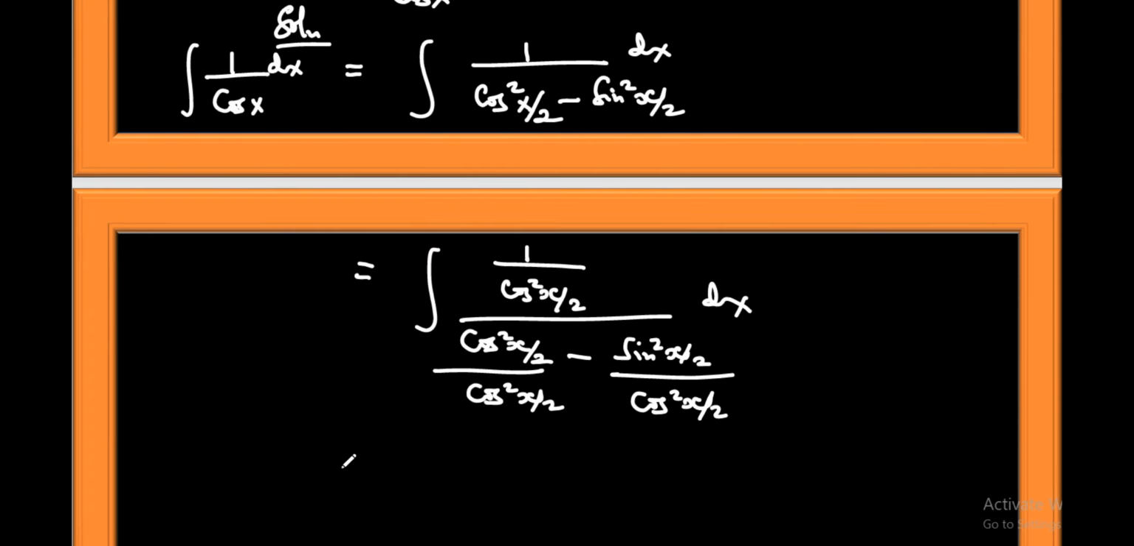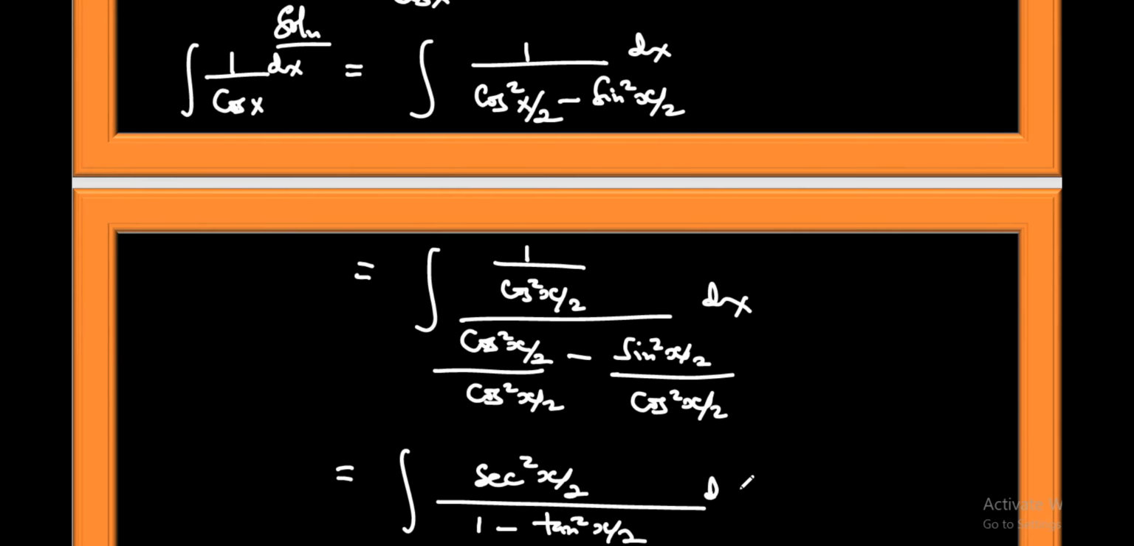So from there, we can easily see that now we shall have the integral of 1 over cos squared x out of 2, which is cos squared x out of 2 minus sine squared x out of 2, divided by cos squared. Cos squared over cos squared is 1, so minus sine squared over cos squared is tan squared x out of 2 dx.